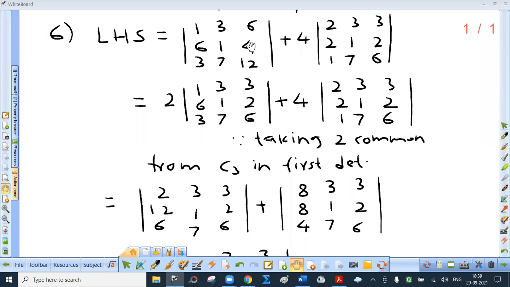317 is common. Now 6412 is there, but here 326 is there. So take 2 common. Let me explain first. Take 2 common from C3 in the first determinant. You get this. Now you will notice that second and third columns are identical. So we can add, not in this step. Why? Because this is 2 times, this is 4 times. So multiply first column by 2.